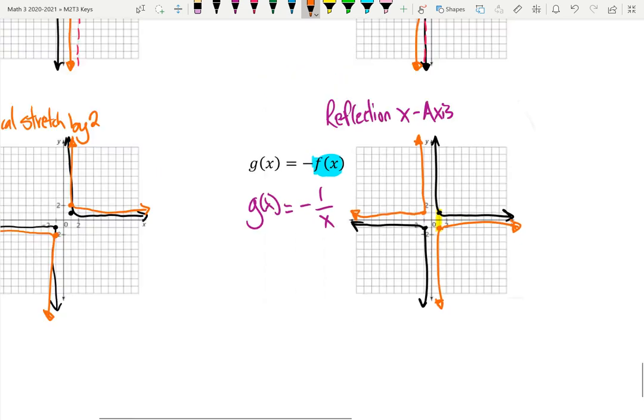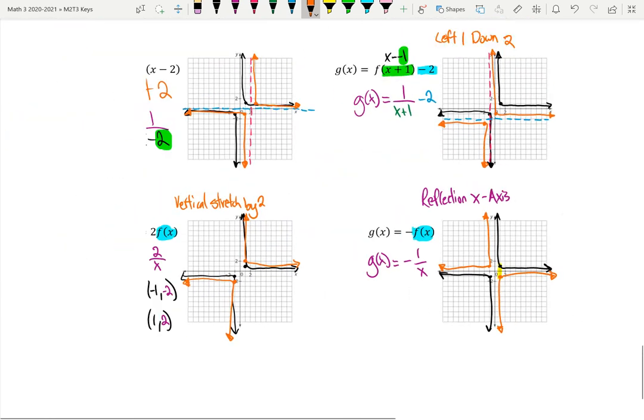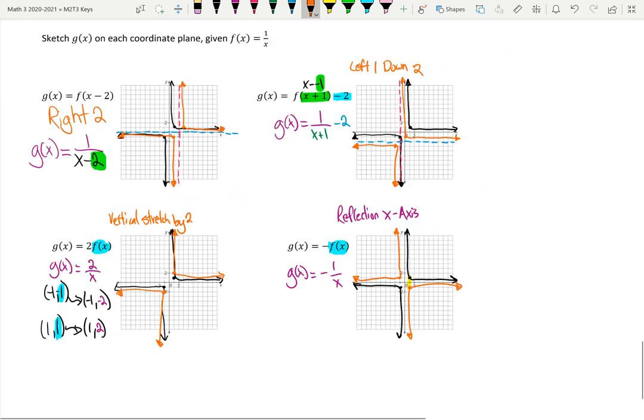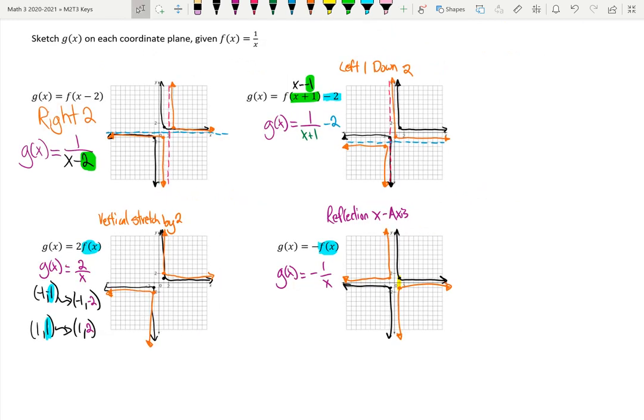I hope this helped. This is just a quick review. The idea is that you're supposed to be able to sketch. It doesn't need to be the most accurate. It needs to be a general representation of the behavior of the graph.